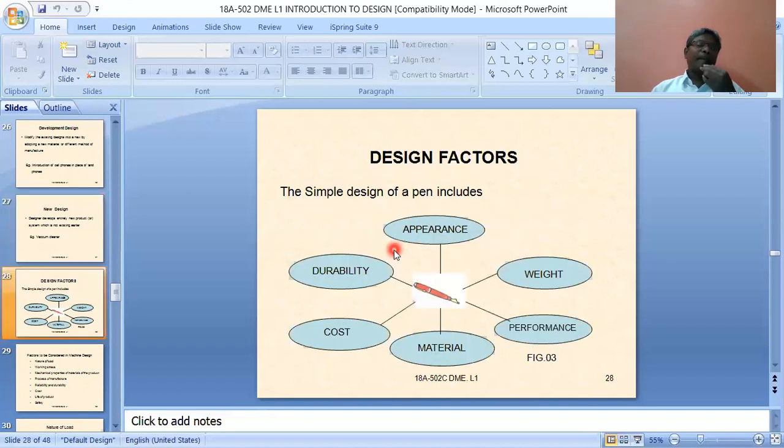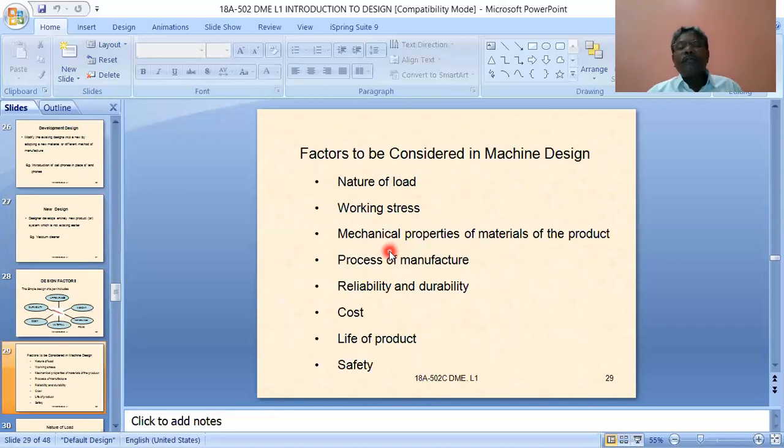So, let us see the factors. Along with this, there are some other factors also. Load, mechanism, working stresses, selection of material, mechanical properties, manufacturing process, shape and size, reliability, durability, cost, life of the product, and safety. These are the factors to be considered in machine design.